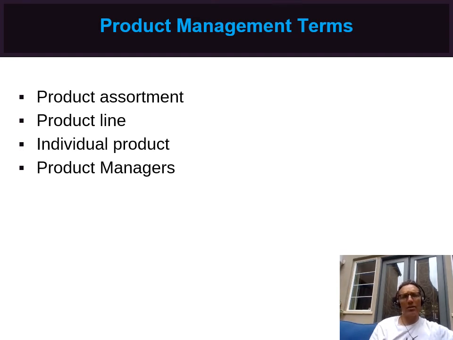When I was at Jack in the Box, everything we sold, from coffee to shakes to burgers to fries, was our product assortment. And we had different product lines. One of our product lines was our value menu, and everything that was on the value menu was a product line. We also had a burger category, and that was all of the burgers that we offered. That was a line of products.